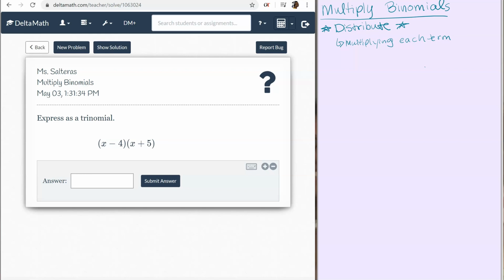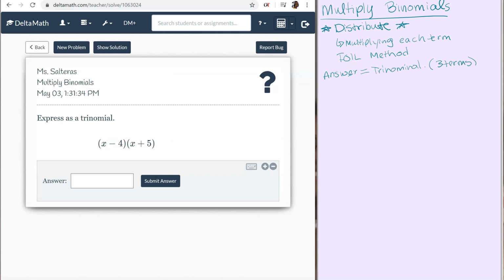So there is a process, we call it foiling, or the FOIL method, when it comes to multiplying binomials or trinomials. We're just going to FOIL, all right? So what should you expect when we start off with at least multiplying binomials? For your answer, your answer is always going to be a trinomial. A trinomial has 3 terms, okay?